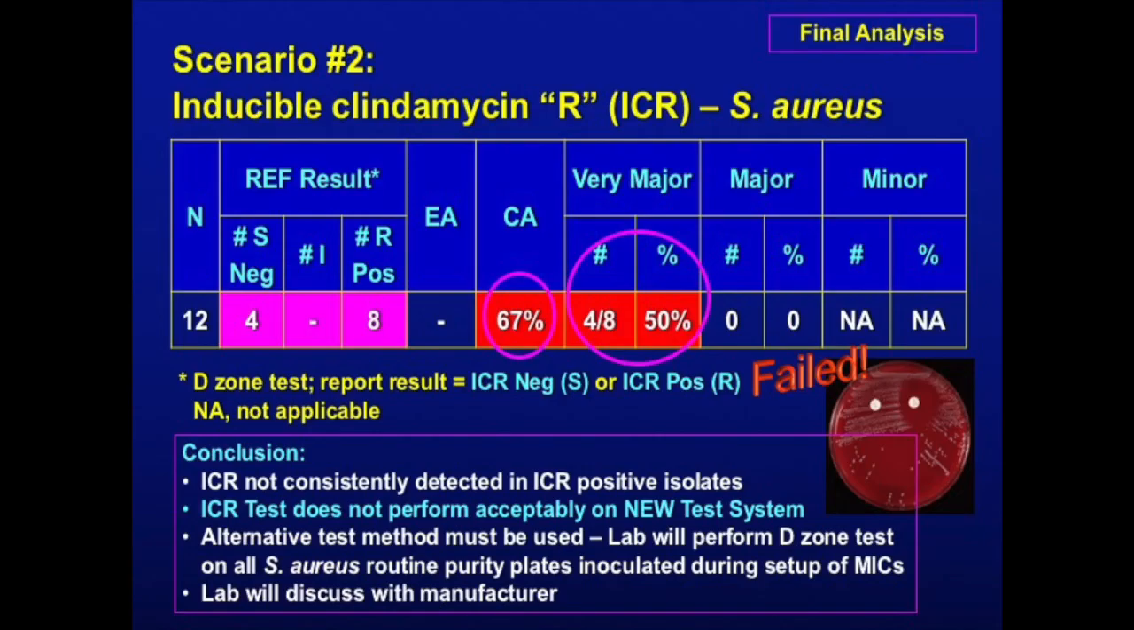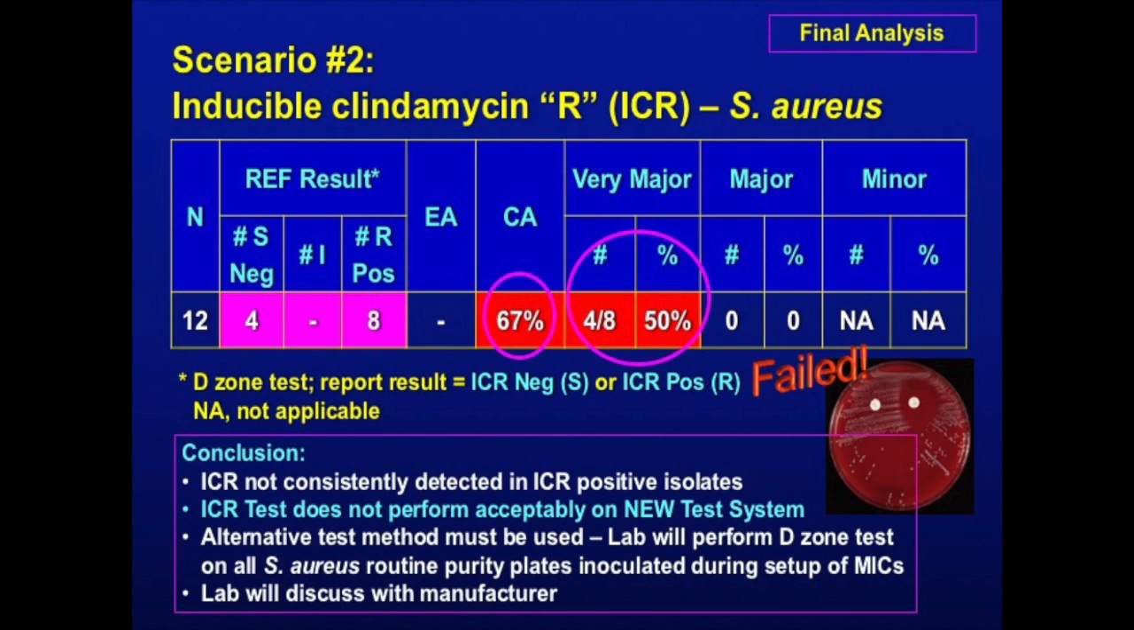Now let's look at the final analysis where we examined a total of 12 isolates of Staph aureus that were erythro-resistant and clindamycin susceptible by the reference method. Of the 8 isolates that had inducible clindamycin resistance by the reference method, only 4 were detected with the new system. So this gives us a very major error rate of 50%. And now we only have a categoric agreement of 67%.